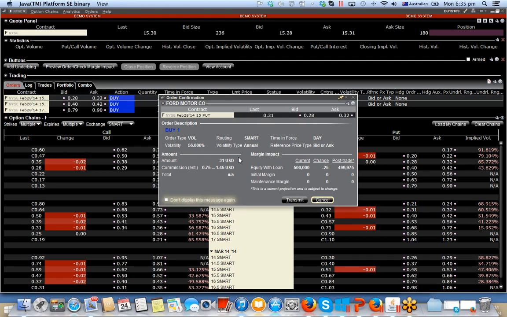So your order ticket is created. You can see order type volatility, routed to the smart, it's only a day, and you can see 56% volatility. That's what you're buying. You don't want to overpay. You don't want to buy expensive put options. That's what your limit is. Okay, and then you go and transmit.